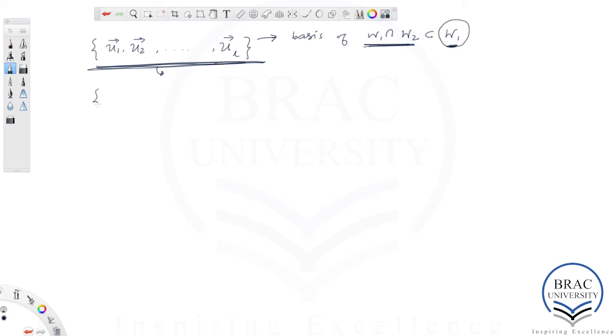So let's write that basis of W1: u1, u2, up to ul. So this is the linearly independent set that one starts with. Then we have to adjoin vectors to complete the basis of W1. So let's adjoin vectors v1, v2 all the way up to vm to have a basis for the finite dimensional vector space W1.